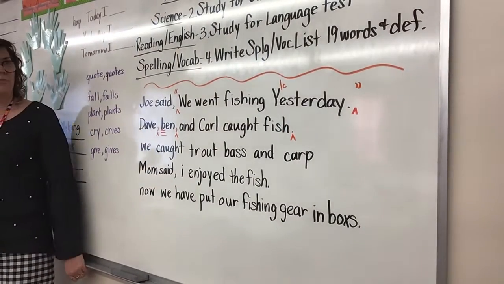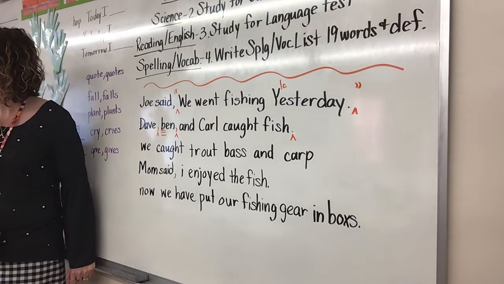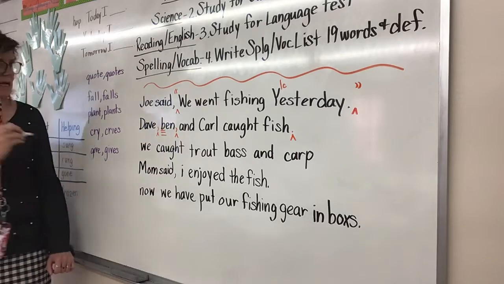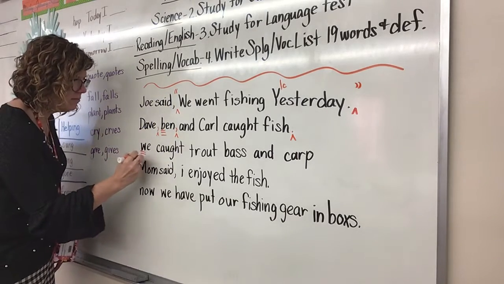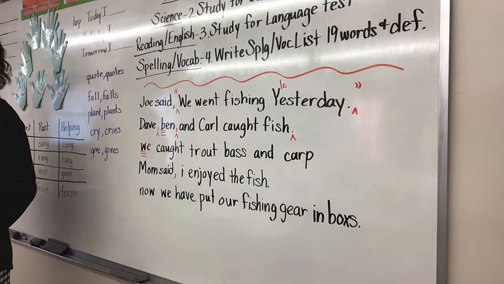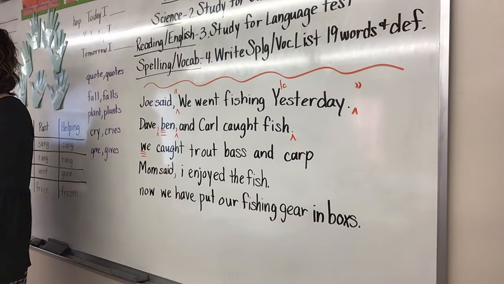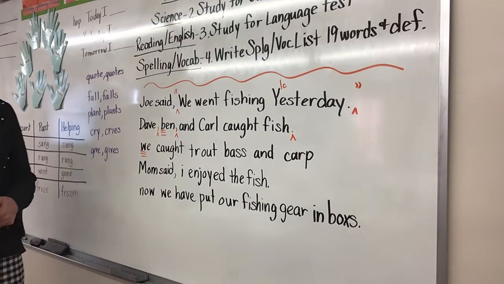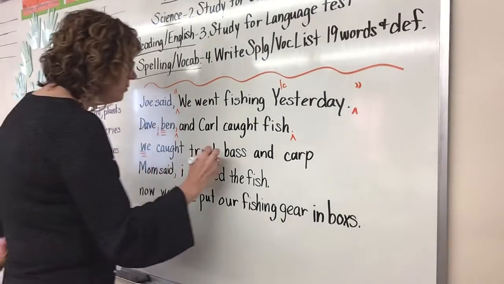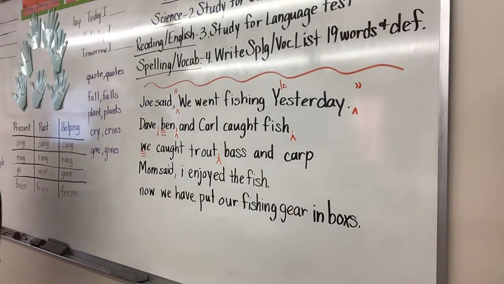We caught trout, bass, and carp. What do we do? Capitalize W. Yes, it's the beginning of the sentence. It should just be capitalized, we. Because you know you capitalize the beginning of the sentence. Now what? Insert a comma after trout. Yes, we have another words in a series. So insert a comma after trout.